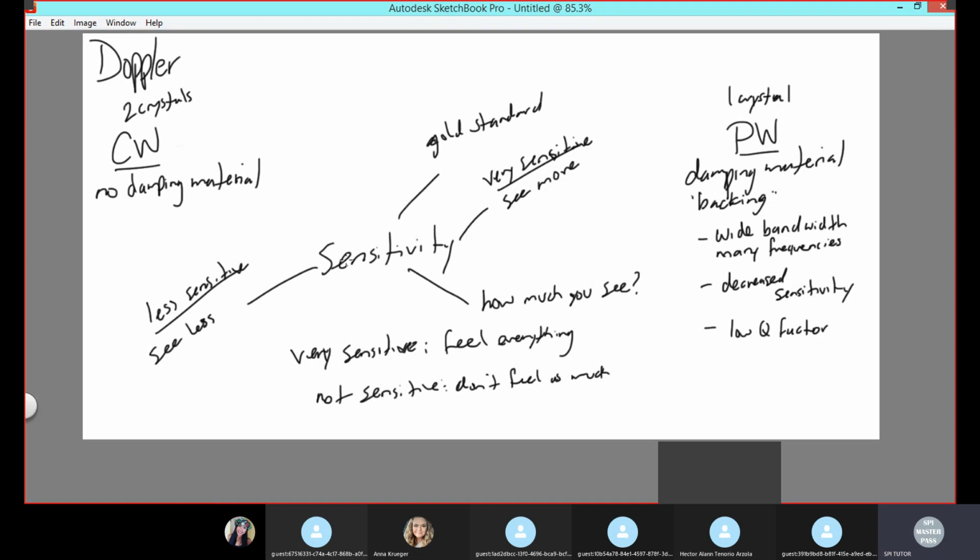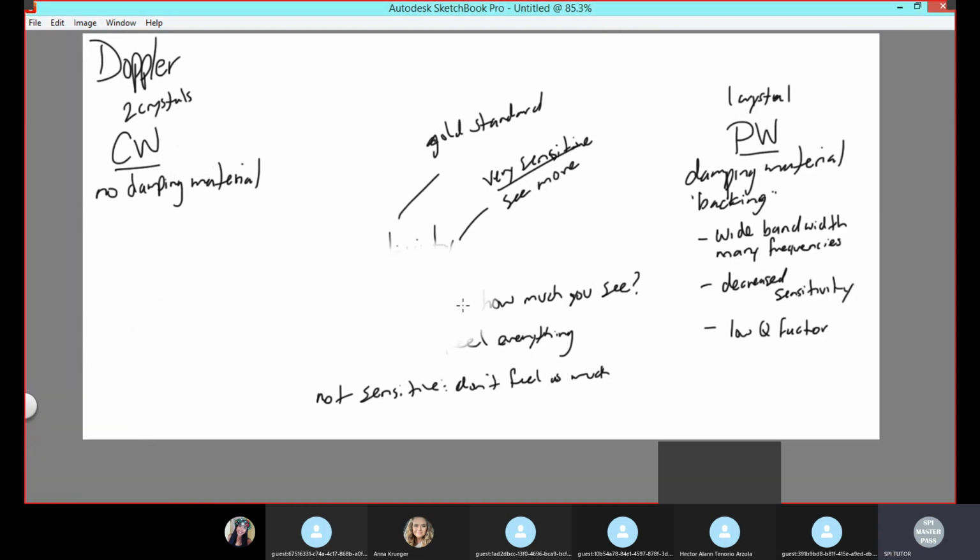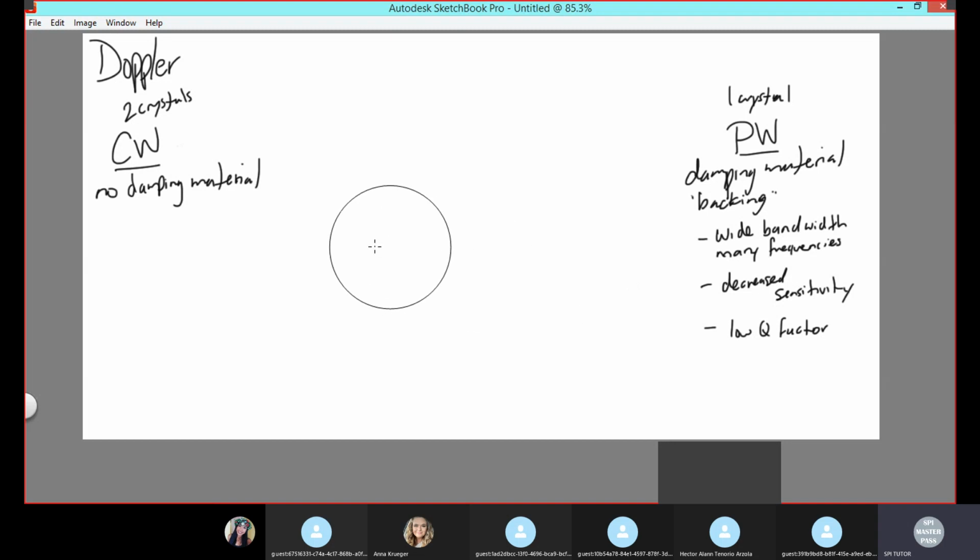So that is decreased sensitivity. When you have a damping material, you have decreased sensitivity. It works with damping material absorbing reflections, and sometimes the reflections that it absorbs get lost in there. They never come out. And every reflection has a piece of information. So if some reflections are never going to make it out, that means there is some piece of information I'm never going to see. That's why I decrease sensitivity. Some things I'm not going to see.